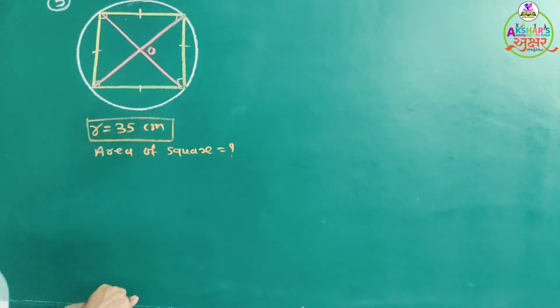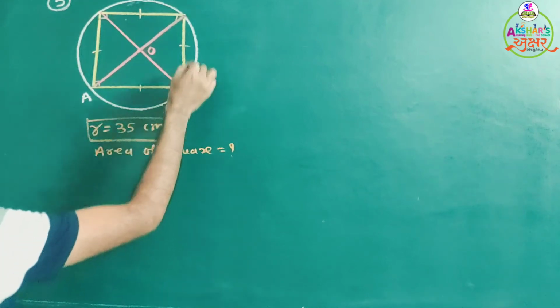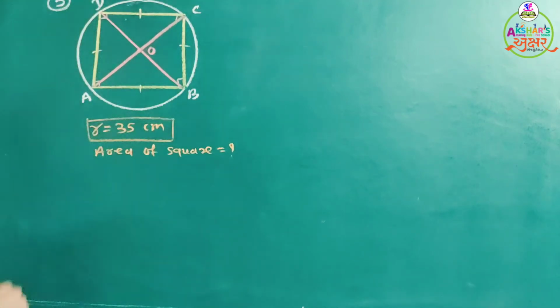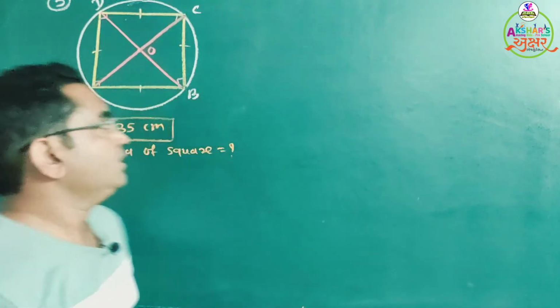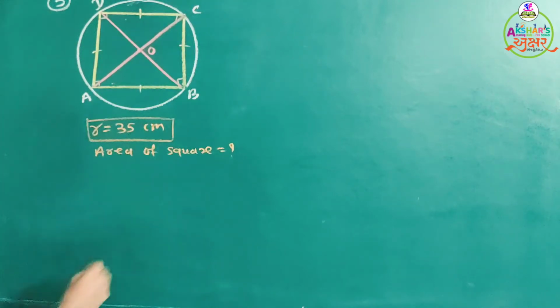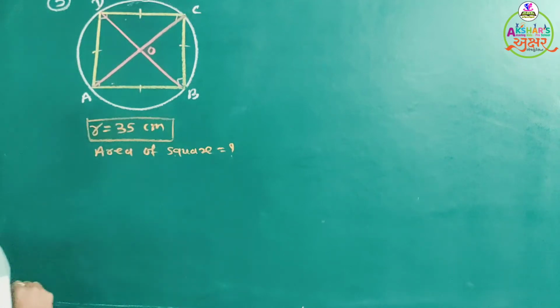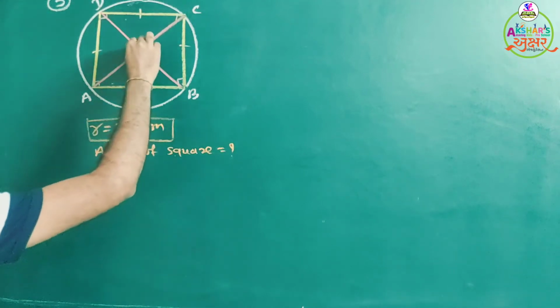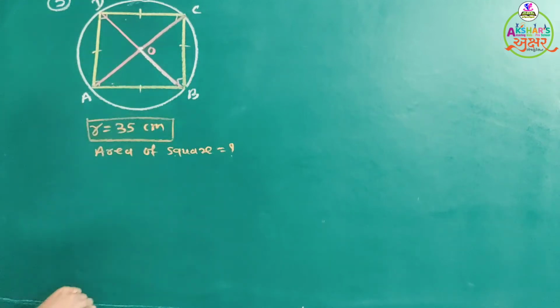Clear? So let's say this is the given circle. ABCD, इसको हम नाम दे दें ABCD. We have to find the area of this square. What is the formula? Side square. If we have the length of the side of the square, we can find the area of the square. But here we are not given the length of the side of the square. Instead of length, we are given the radius of this circle. So here radius of circle is 35 centimeter.